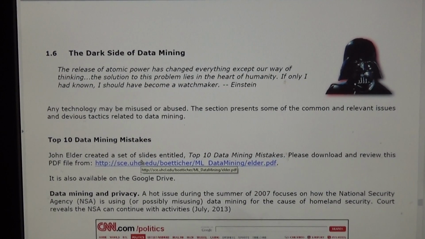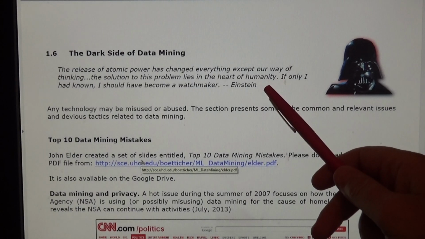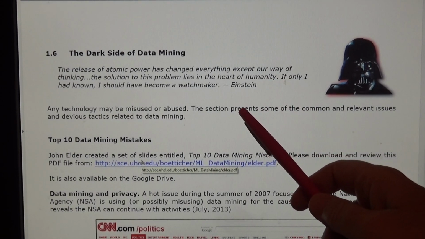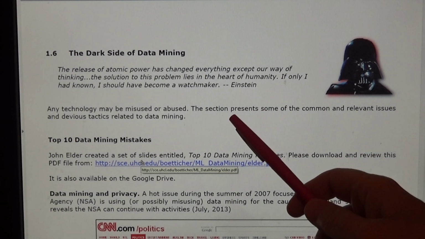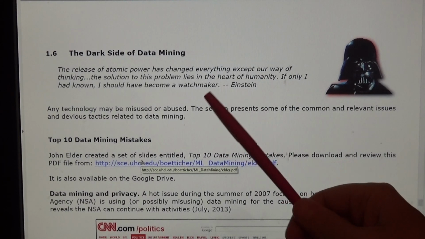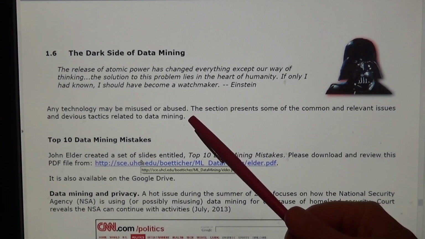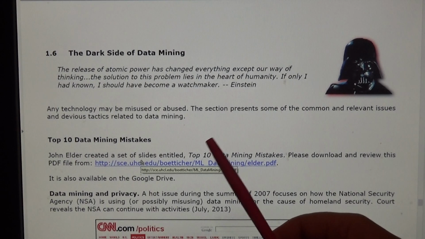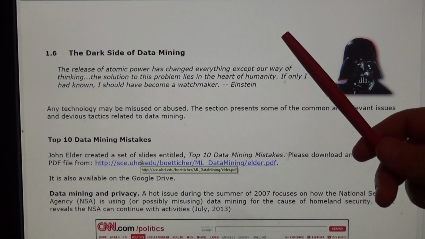And you see Darth Vader there, and we've got a quote from Einstein: "The release of atomic power has changed everything except our way of thinking. The solution to this problem lies in the heart of humanity. If only I'd known, I would have become a watchmaker." So there's a couple things that can happen, and as with any technology, it can be misused or abused. I'm going to present some of the common and relevant issues and devious tactics related to data mining.